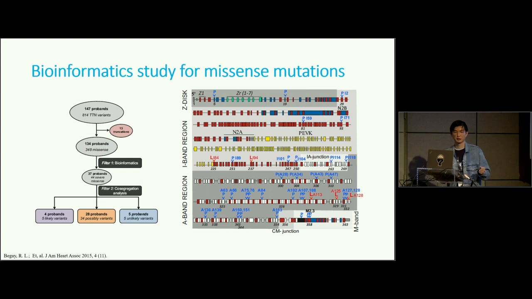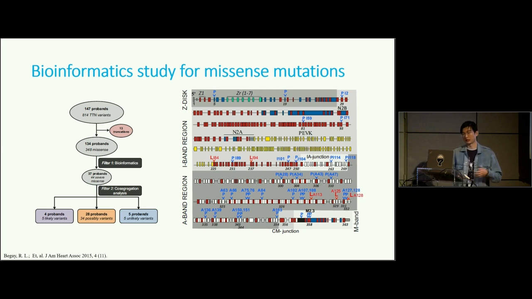In a previous study, people sequenced more than 800 variants, and they used bioinformatics analysis and cosegregation analysis. They classified the 800 variants into three groups: likely, possibly, and unlikely variants. In their study, they paid more attention to the possibly and likely variants, and as you can see in the figure, they labeled the specific exons with possibly and likely mutations. And they divided titin into three parts: the Z disk, I band region, and A band region.